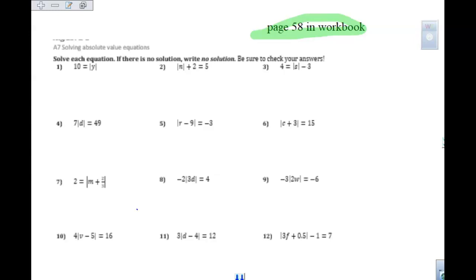So talk to the person kind of by you. Any that have no solution, 1 to 12. All right, anyone have any that they think no solution?